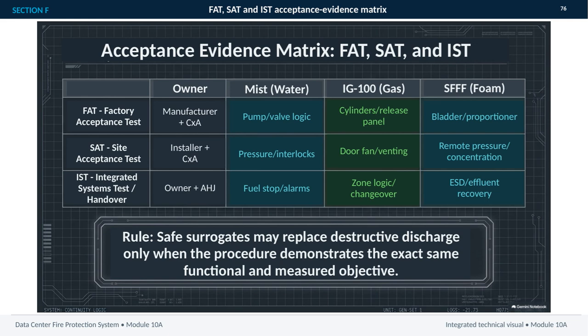IST, the Integrated Systems Test and Handover, brings the owner and AHJ into the process. It verifies system-wide responses, including fuel shutdown, alarms, zone logic, changeover, emergency shutdown, and effluent recovery. The final rule is important. A safe surrogate may replace a destructive discharge only when it proves the exact same functional and measured objective. That keeps testing safe without weakening acceptance evidence.